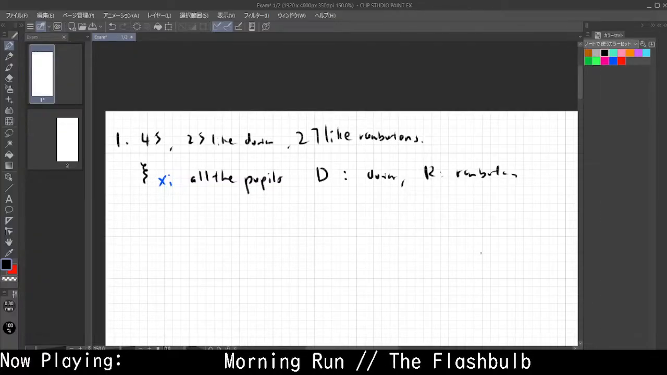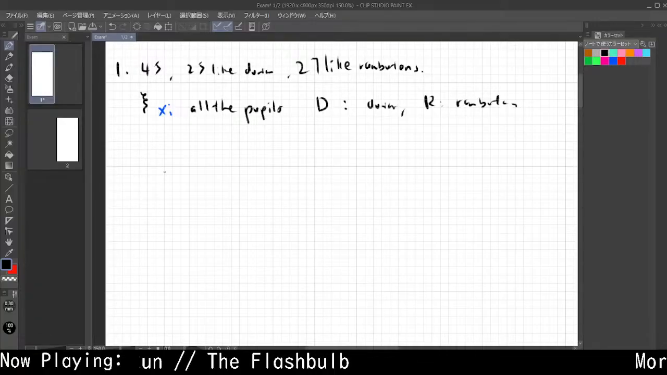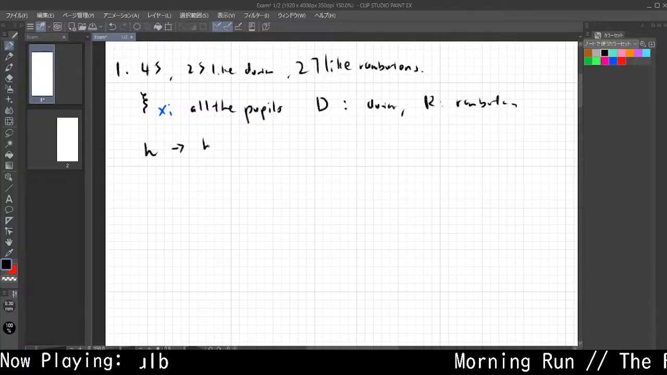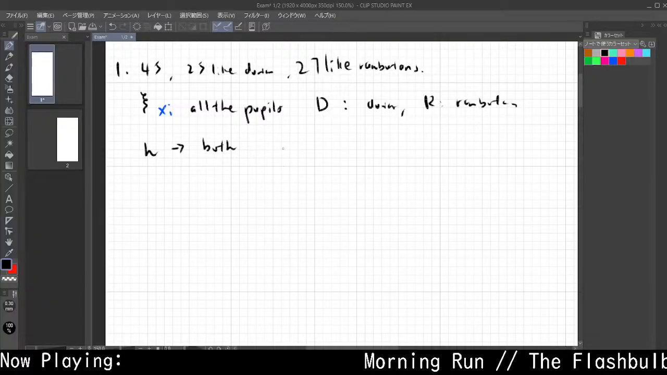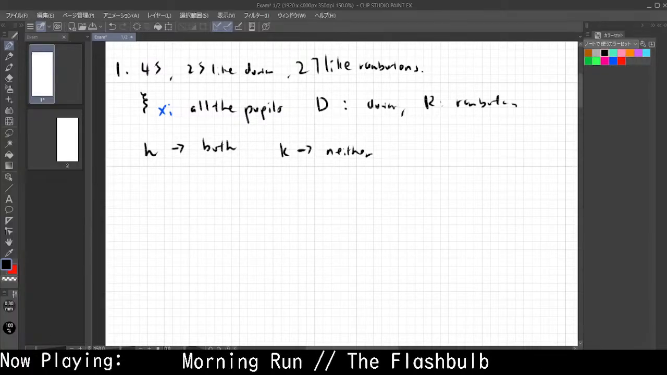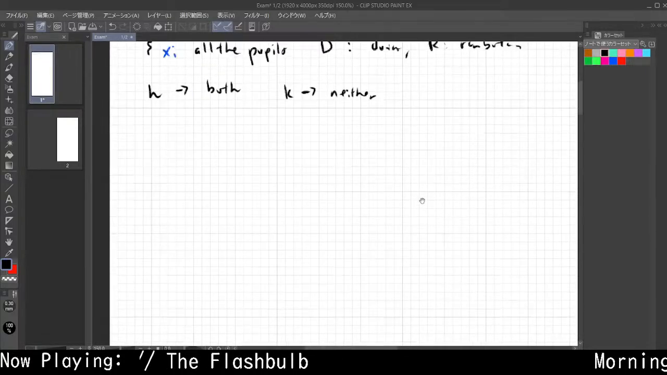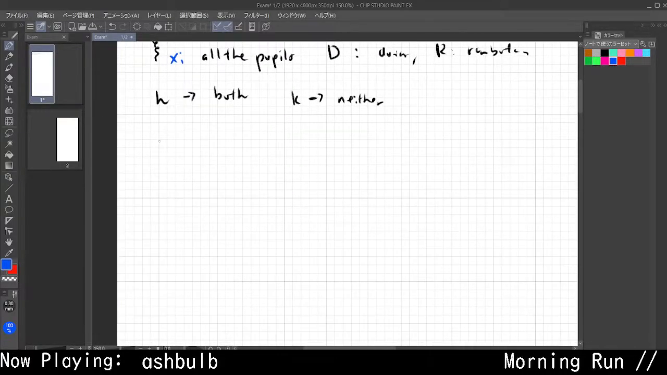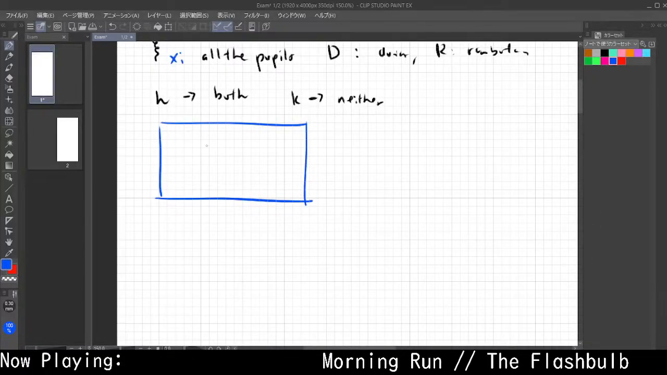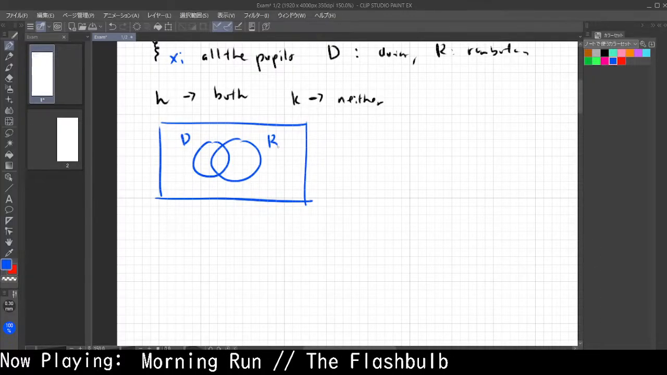Over here we also have given that the number of people who like to eat durians and rambutans is H. So H in this case would be both. And then K is the number of people who like neither, so K is the number of students who are basically outside the circles. So what we can do is first draw a Venn diagram. Because you have a universal set, you must have a rectangle. Then you basically have two circles like this. So this is your D, this is your R.